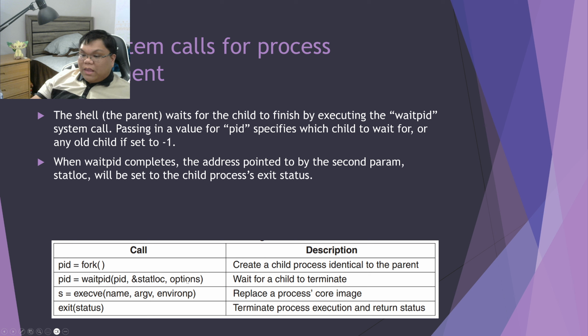So here's waitpid. It has 3 parameters. pid is the process ID of the child process. And remember, waitpid is being called by the parent. So the parent forks, and then it waits for its child to finish its job. The child process is gonna execute and then hopefully finish.